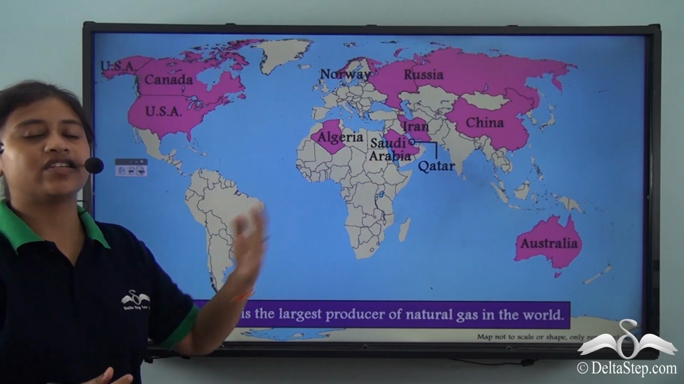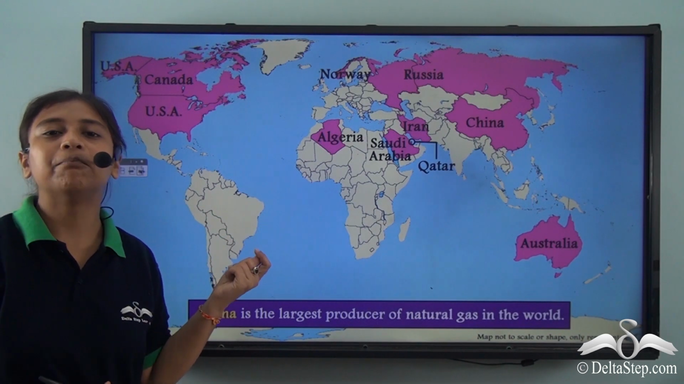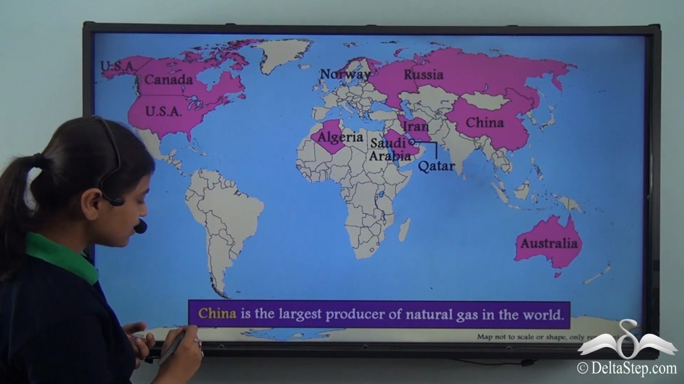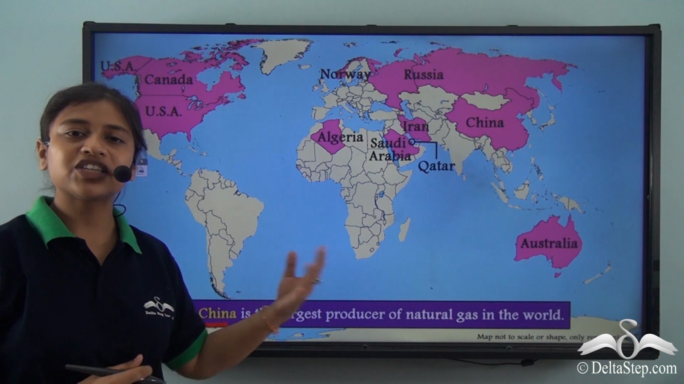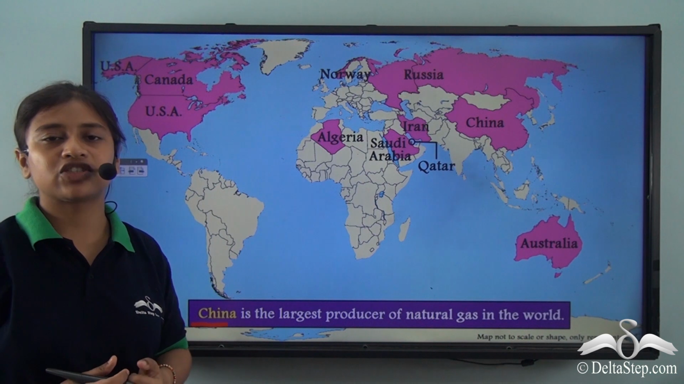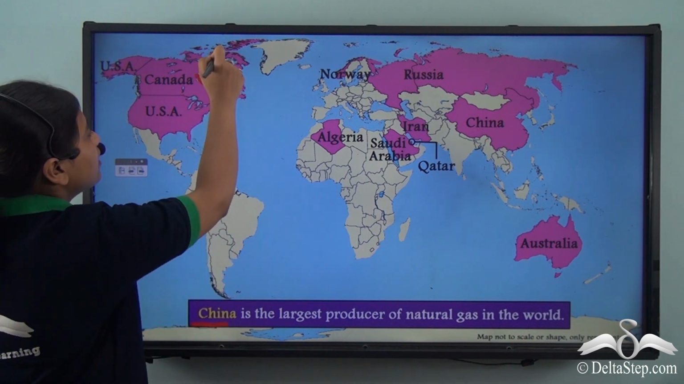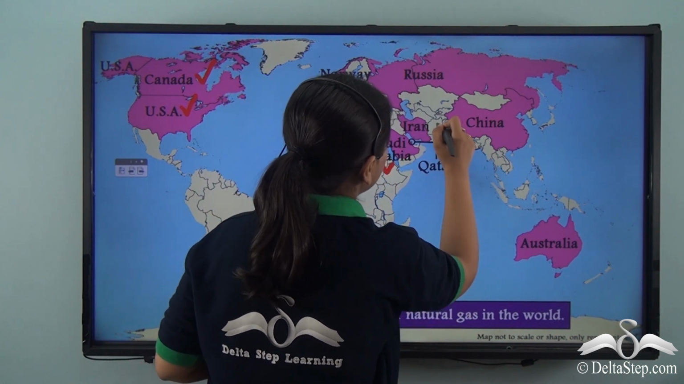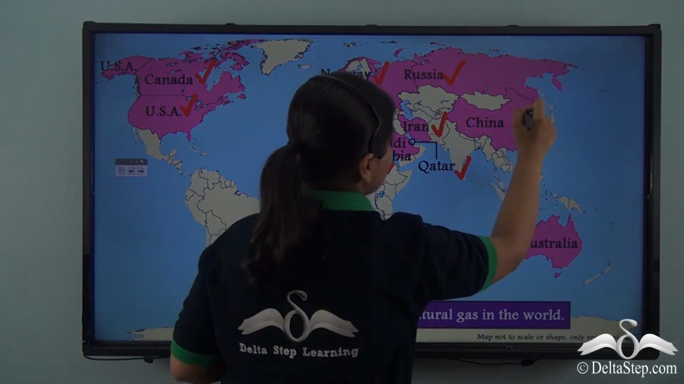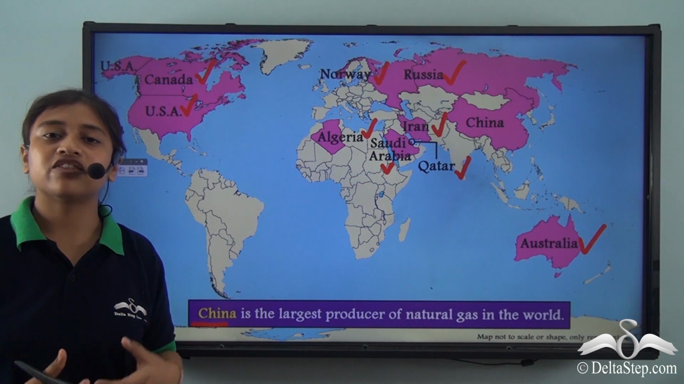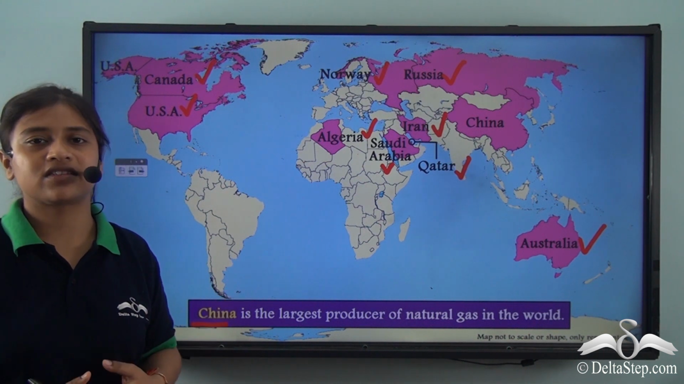Globally, all these countries are doing well in the production of natural gas, which is an eco-friendly organic mineral as compared to coal and petroleum. So the largest producer of this organic mineral is China. So China is the largest producer of natural gas. However, other countries that are also leading in the production of natural gas are Canada, USA, Algeria, Saudi Arabia, Qatar, Iran, Norway, Russia, and Australia. So these are the countries that are doing well in the production of natural gas, while China is topping the list.